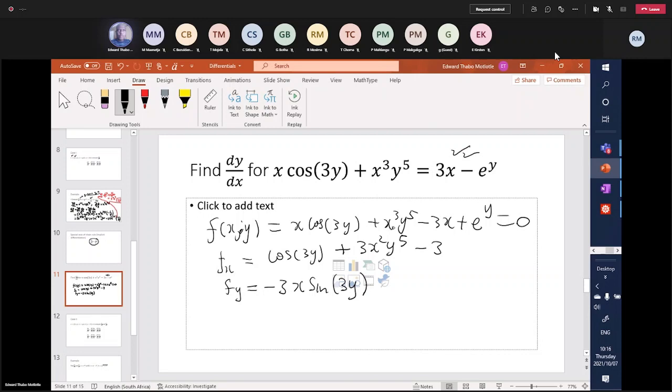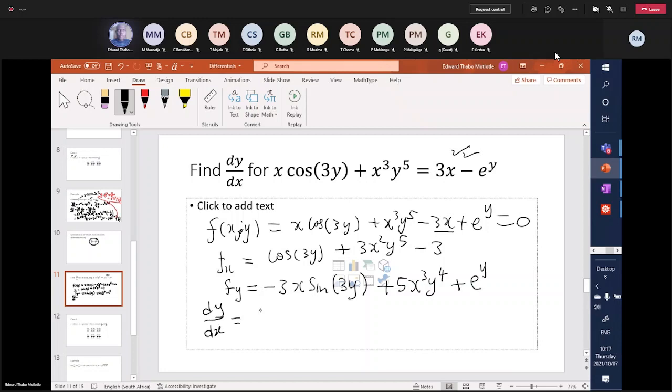Here, differentiating, we treat x to the power 3 as a constant, we differentiate y to the power 5, so it's going to be 5x to the power 3, y to the power 4. This is a constant, so it will be 0, minus 3x. The last one is going to be plus e to the power y, which will remain e to the power y, because we are differentiating with respect to y.